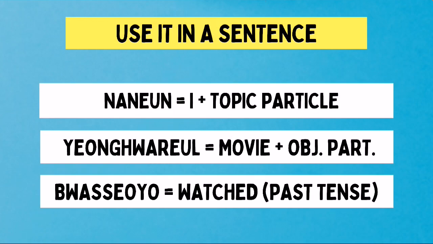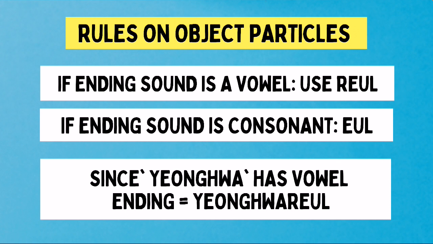The second part of the sentence is 영화를. 영화 means movie, and 를 is just an object particle. So the whole 영화를 part only means movie. So if the ending sound of the object is a vowel, we'll be adding 를. But if the ending sound of the object is a consonant, we'll be adding 을. And for the case of 영화, since it has a vowel ending, we'll be adding 를. And that is how the 영화를 part is formed.